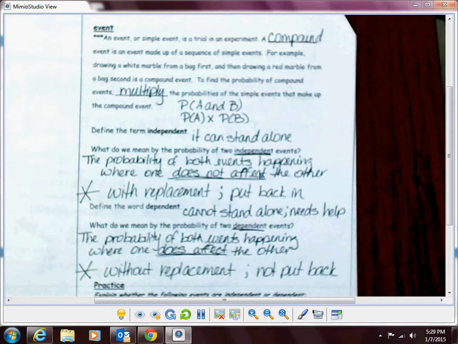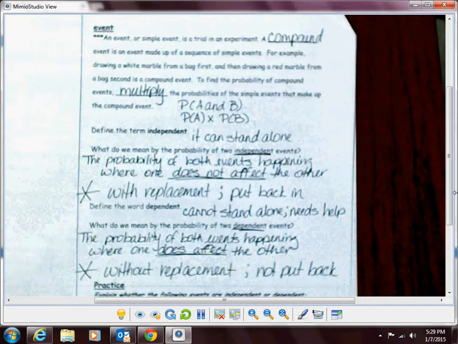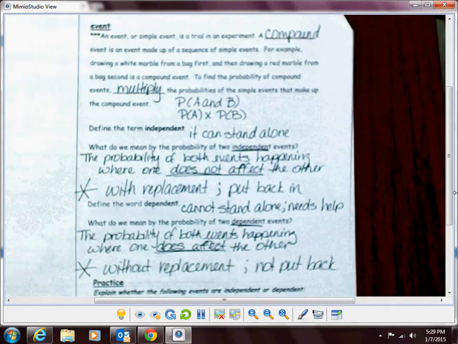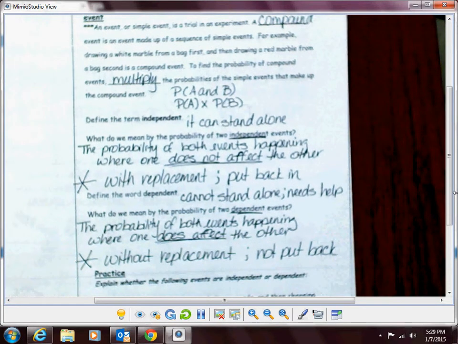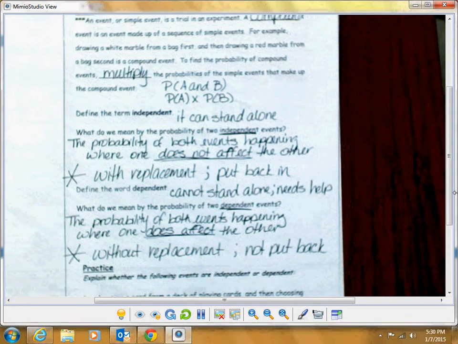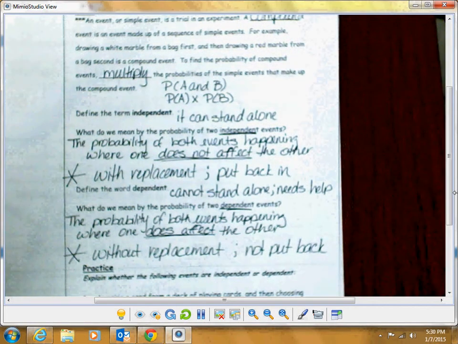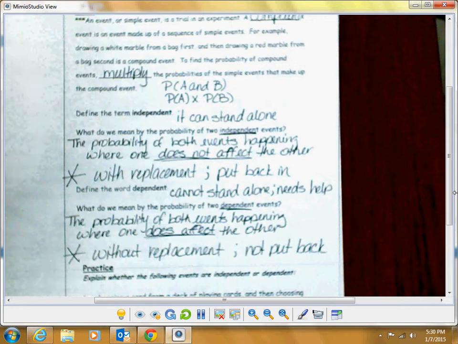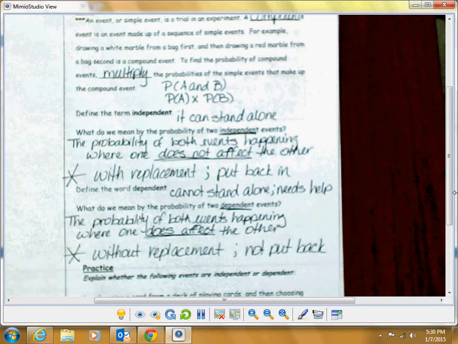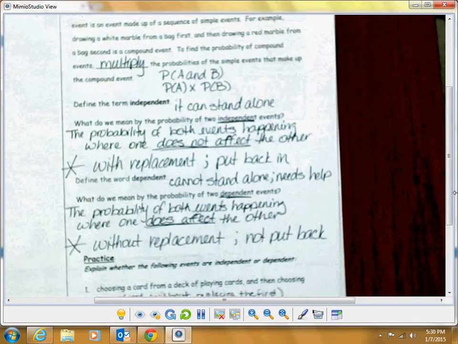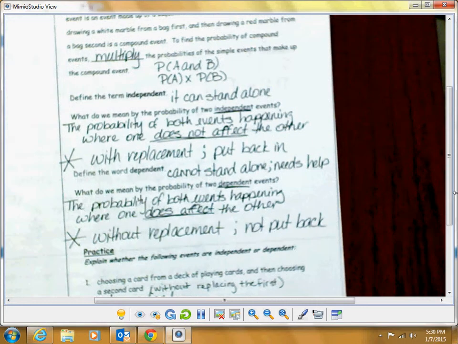If it's dependent, then that means it cannot stand alone. It needs help. Something else has to be there with it that's going to affect the outcome of whatever's going to happen next. So the probability of dependent events is where the probability of the first event is going to affect the probability of the second one. In your word problems, look for words such as without replacement or not replaced or not put back.